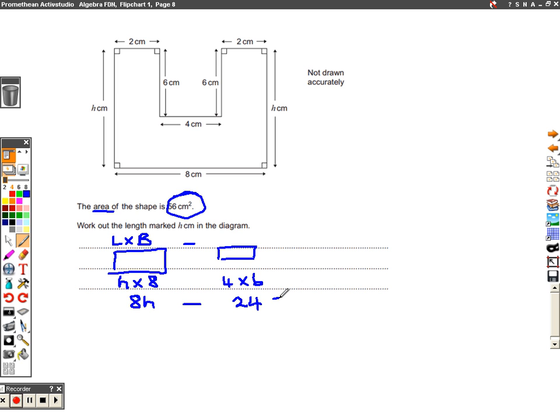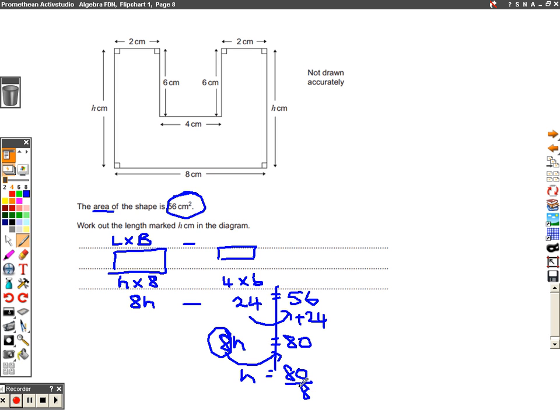So let that equal 56. Put your line down and rearrange. Minus 24 comes across and becomes plus 24. 8h is equal to 80. You need to move 8 in order to leave h completely on its own. H is equal to 10.